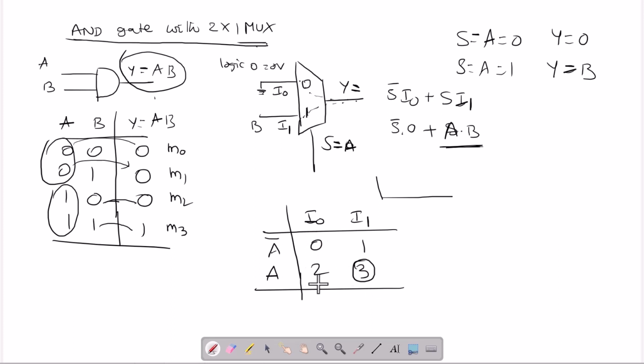If inputs are not selected, it becomes 0. Only at the third input do we have 1. So this I1 is actually B here. This I1 is nothing but B, so I1 is selected. What happens is A into B is AB. Like that you can easily design the AND gate. Instead of I1 you can put B here. So A into 0, 0, 0 plus A into B.